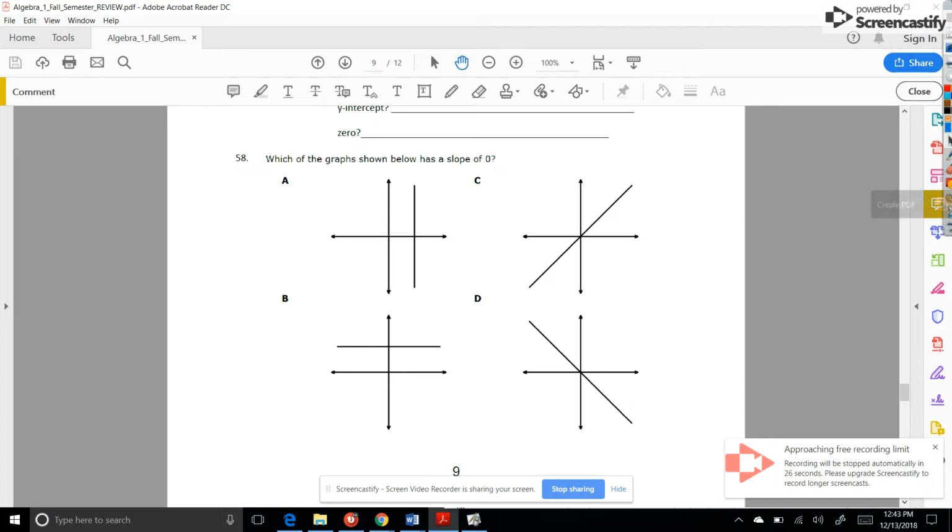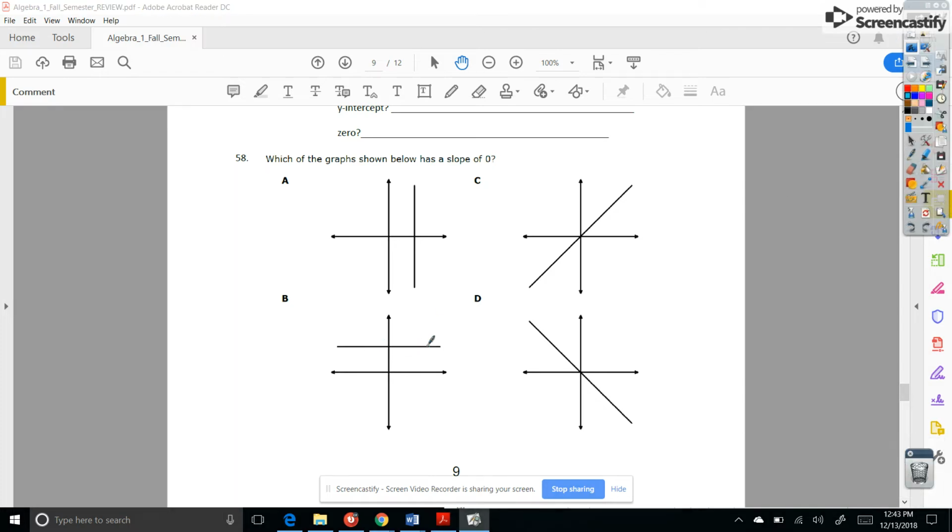Okay, which of the lines have a slope of 0? We're looking for the horizontal. 0. B.